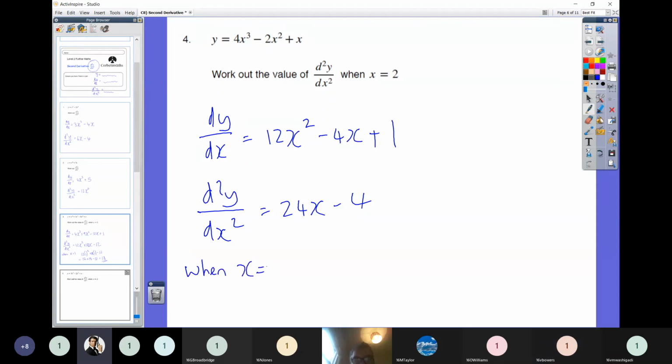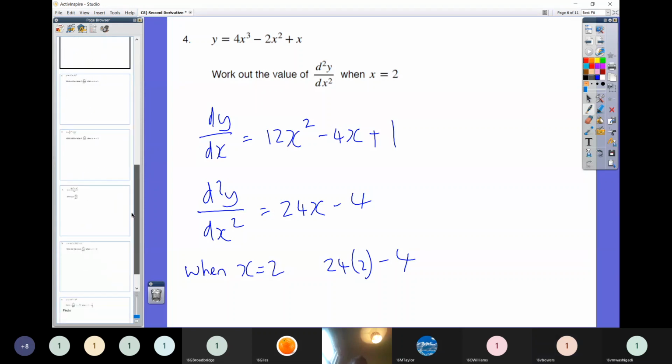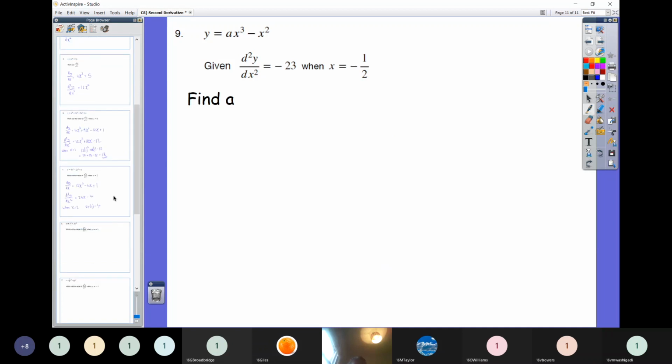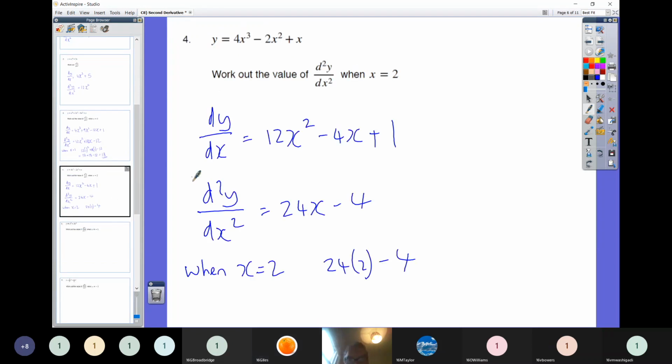Mr. Withers? Yeah. For question 9, I think there's a line missing. Yes, you're right. I think they meant to say, if you look at the screen, find A. Absolutely right. So everybody needs to write down find A for number 9. Thanks for pointing it out.